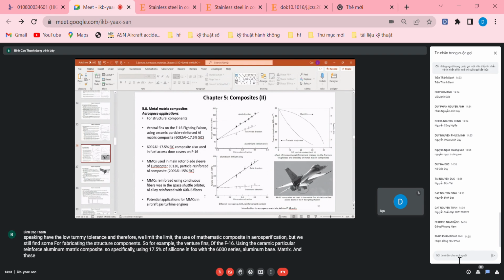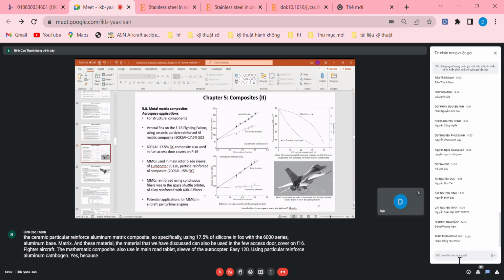And this material, the material that we have discussed, can also be used in the fuel access door cover on the F-16 fighter aircraft. The metal matrix composite is also used in the main rotor blade sleeve of the Eurocopter EC-120 using particle reinforced aluminum composite.